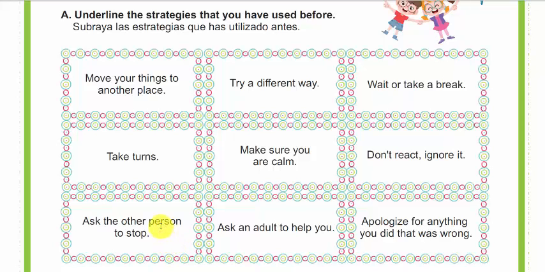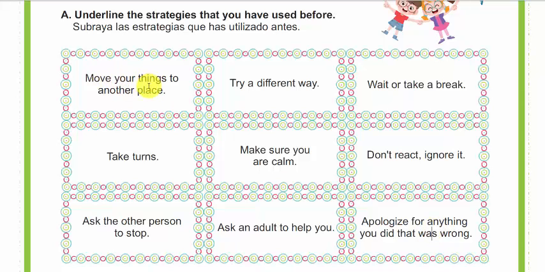Ask the other person to stop. Ask an adult to help you. Apologize for anything you did that was wrong.